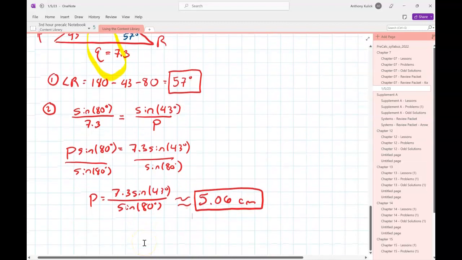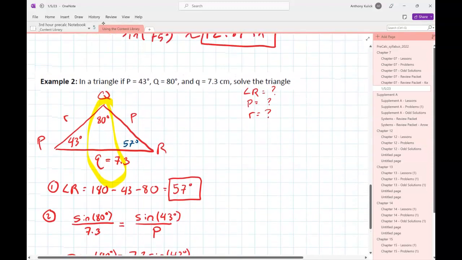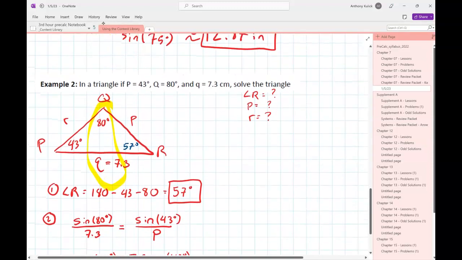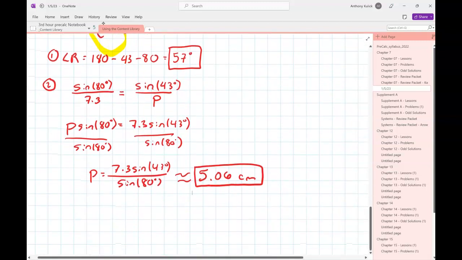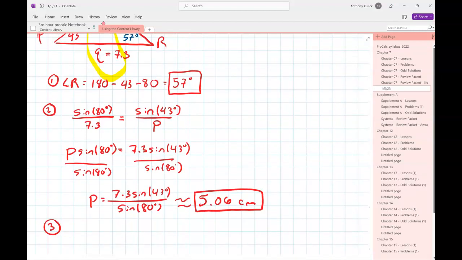All right, so before we left for lunch, we're in the middle of working on this example 2. We had already solved for angle R and side P. We have one thing left to find, and that's side R.